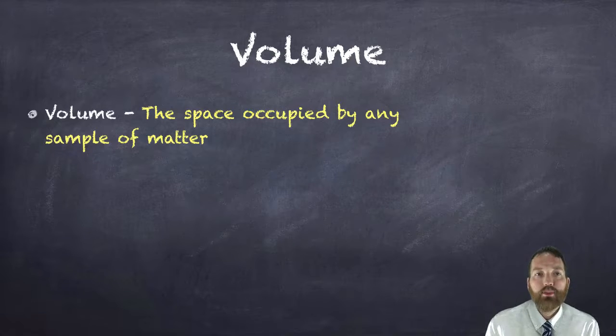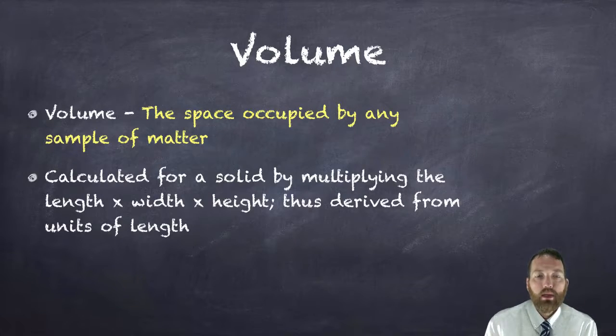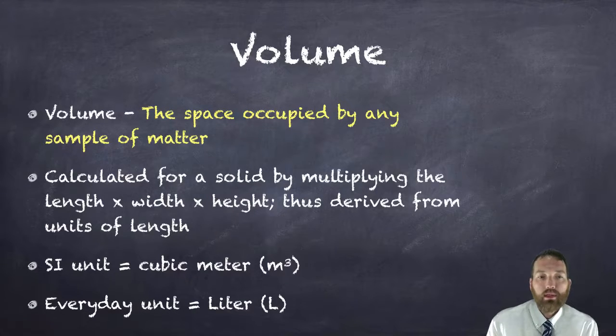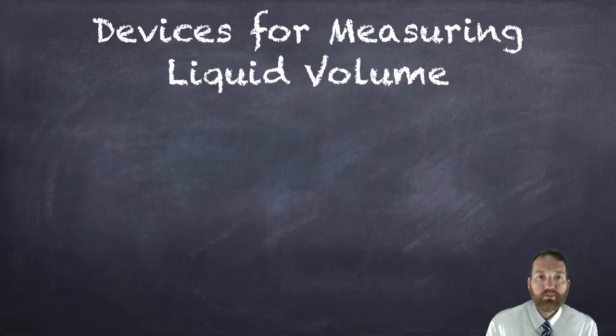Next, let's look at volume. Volume is the space occupied by any sample of matter. To calculate volume for a solid object, you multiply the length times the width times the height. So we're going to get a derived unit from the length. The SI unit is the cubic meter. If the SI unit for length is meter, if you multiply meter times meter times meter, you get the cubic meter. A more everyday unit that is typically used in chemistry is the liter. And of course, we can also change the meaning with those prefixes in front, like milliliter.